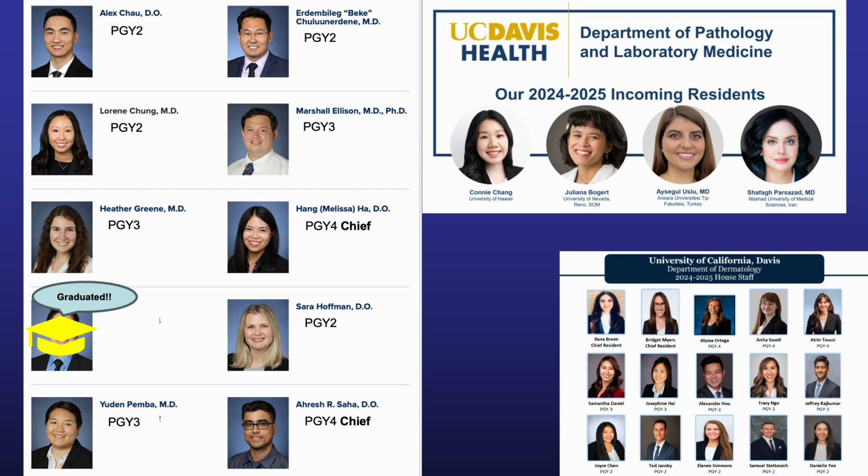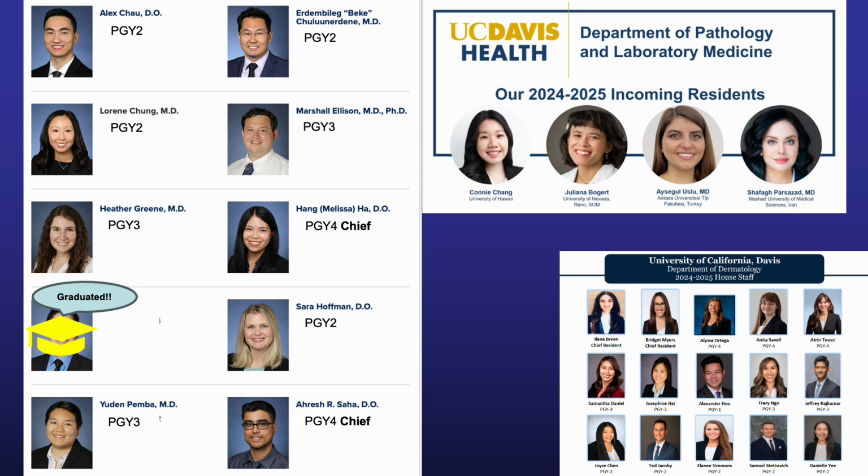And while I'm sure that not all of you wish you could do that now, since I should have your attention for a moment, I'm not going to squander the chance to introduce you virtually. And this is also your chance to find out that I need some gentle guidance on how to pronounce your name. So in the pathology department, and I've updated these PGY numbers from the website, we have Dr. Alex Chow, we have Biki Chuluunerdene, Lorene Chung, Marshall Ellison, Heather Green, Melissa Ha, Sarah Hoffman, Yudin Pemba, and Aresh Saha, with Aresh and Melissa serving as chiefs.